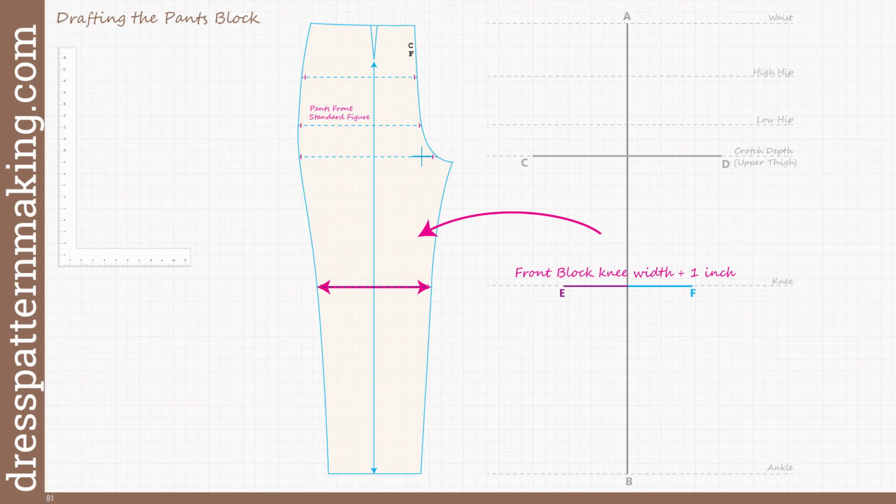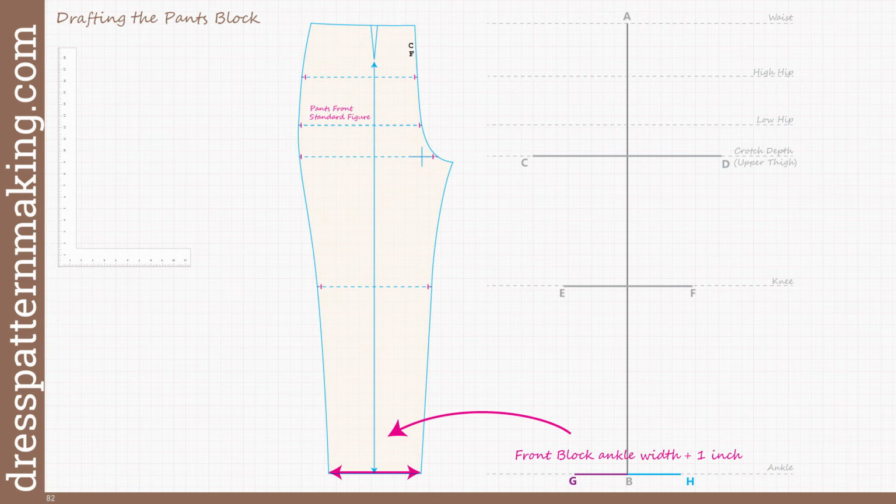Using the front block knee width measurement plus 1 inch, mark points E and F on the knee line with the A to B line at the centre. The pant back is 1 inch wider than the pant front from the knee down. Using the front block ankle width measurement plus 1 inch, mark points G and H on the ankle guideline with the A to B line at the centre.